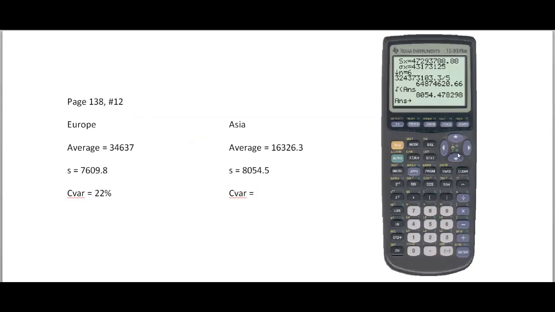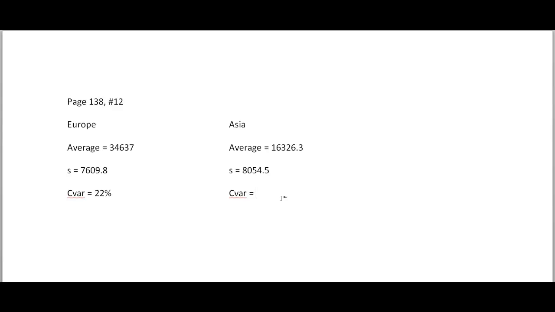Okay, so let's look and see which varies more. So what I'm going to do is take this answer here, which is my 8,054.5, and divide it by 16,326.3. Wow, bam. That CVAR is going to be 49%.